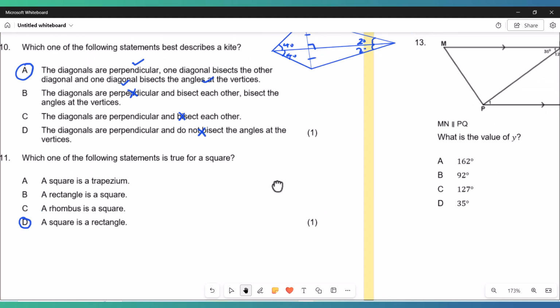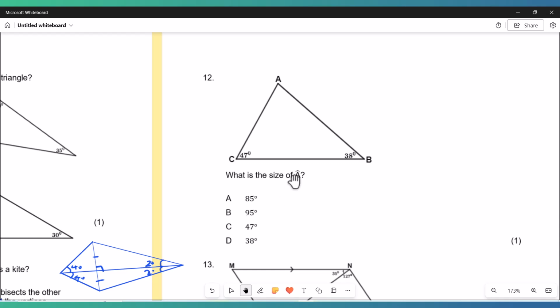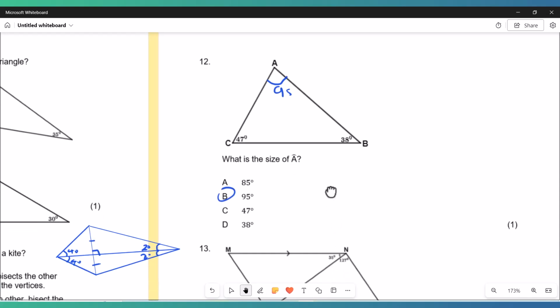Question 12. It says here, what is the size of angle A? Now this one being a triangle, we're gonna say 180 minus 47 minus 38. So 180 minus 47 minus 38. What do we get here? I get 95. So because of 95 here, the answer becomes B. Okay. Question 13.